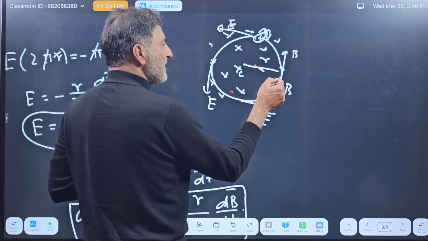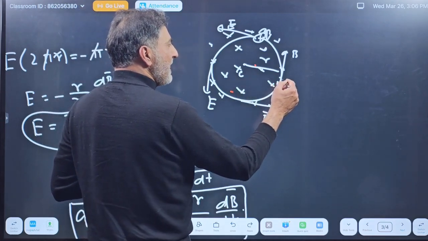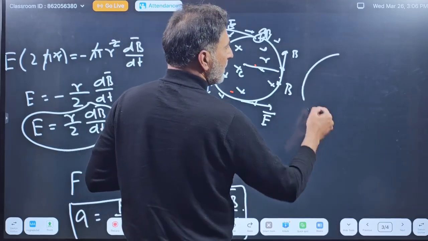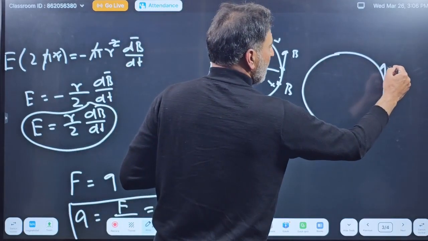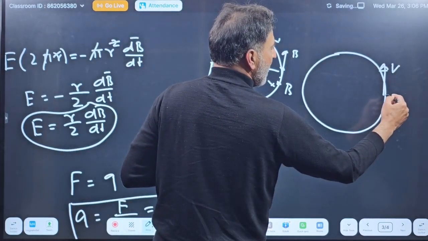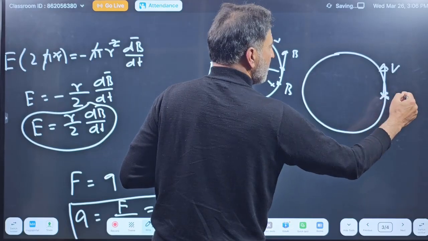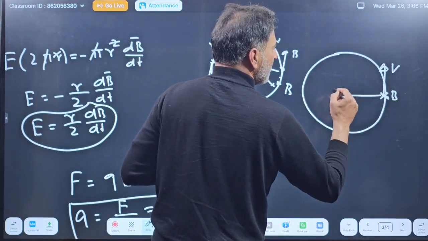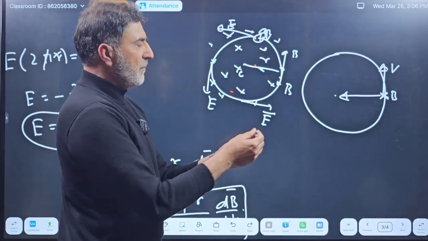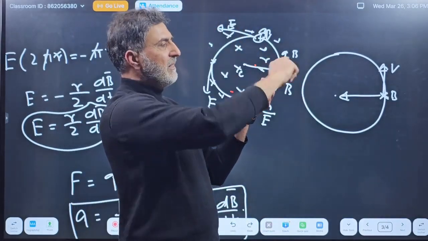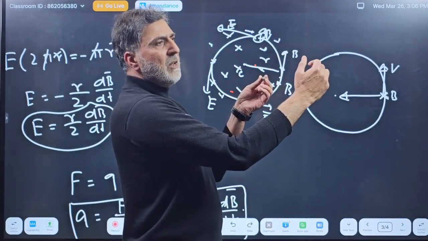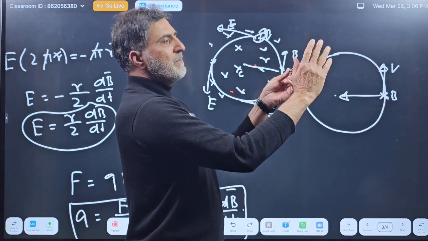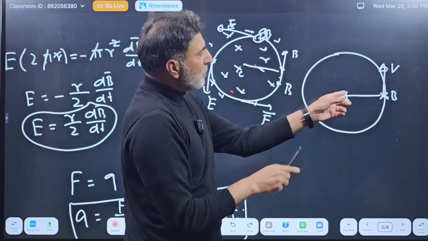This magnetic field is inside. The magnetic field inside and velocity has this direction. This is the direction of the velocity. This is the magnetic field inside. If you go V cross B, the force is towards the center. The magnetic field is inside, the velocity is like this, tangential, and V cross B is like this, that is toward the center.